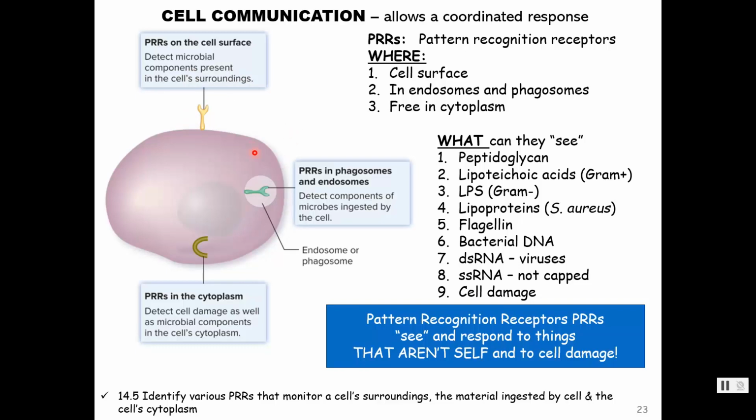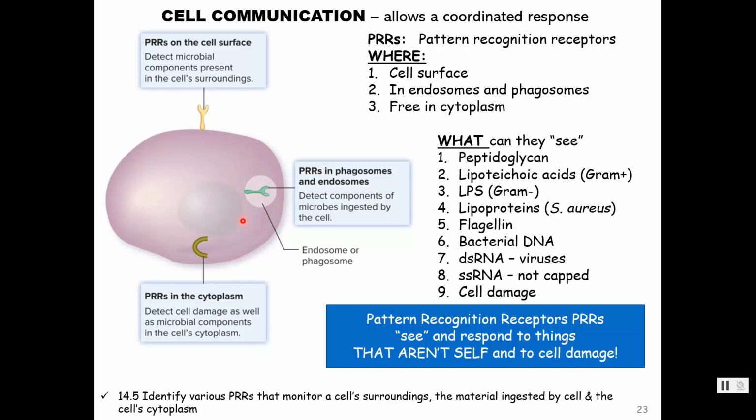There are also some pattern recognition receptors in the phagosomes and endosomes. So when something is brought into a phagocytic cell, like a macrophage, a dendritic cell, or a neutrophil, once it is inside that phagosome, it can fuse with a lysosome, and anything in that vesicle is going to get degraded, and then that's where you get binding to those pattern recognition receptors.